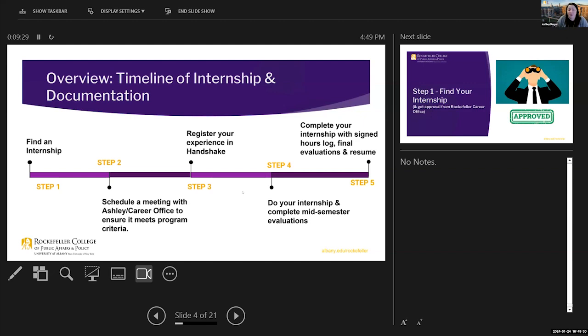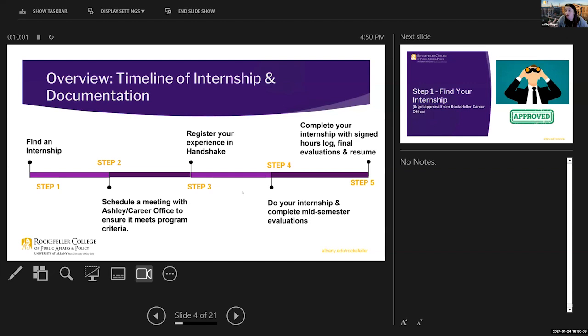The second step should be scheduling a meeting with me or our office, typically me in this process, to ensure it meets the program criteria, particularly if you have questions about it. It's important to do that before you accept an offer to make sure it's going to be approved by our office. You don't want to accept an offer and then have that not be approved. I mean, it's not the end of the world. You could still pursue that internship. It just potentially wouldn't count. So make sure you chat with us with any questions prior to accepting it.